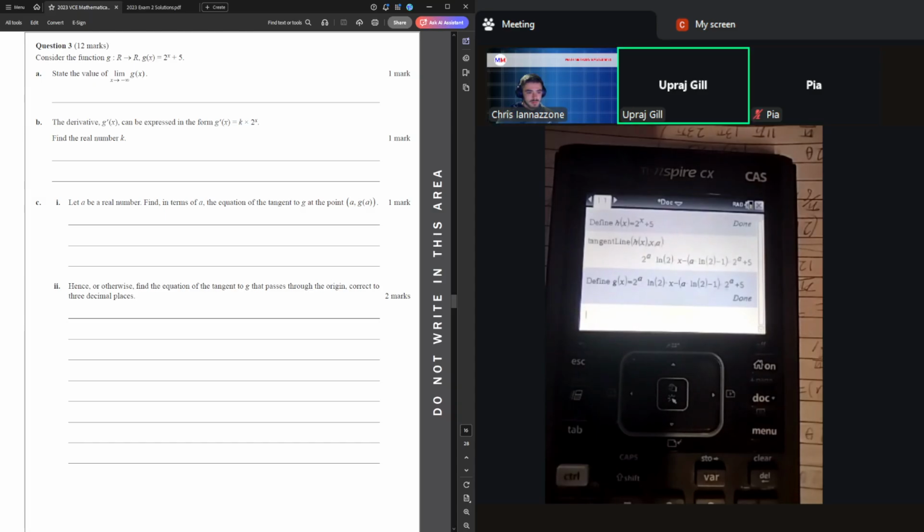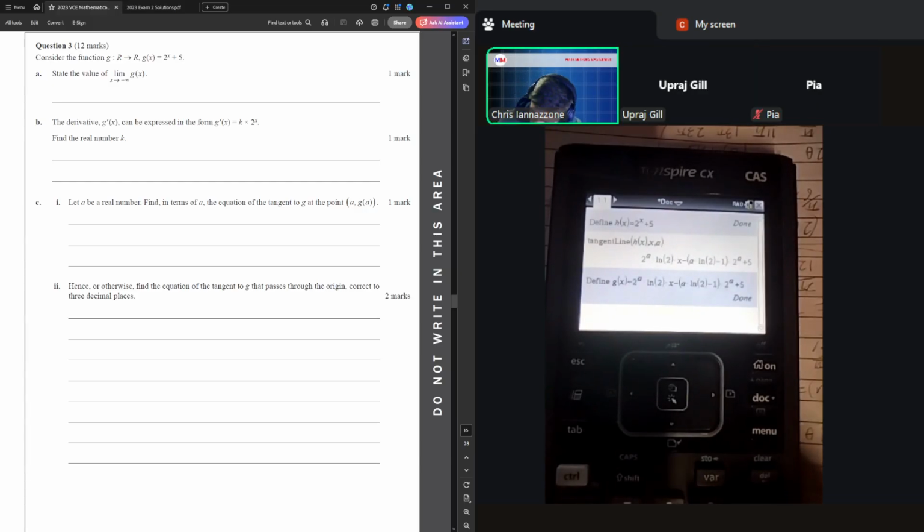Do we sub in zero? Yes, that is correct, subbing in 0. How are we doing that? You've already defined the tangent as g of x, right? Yep. So then you can just do g of 0. Yep, that's part of it.